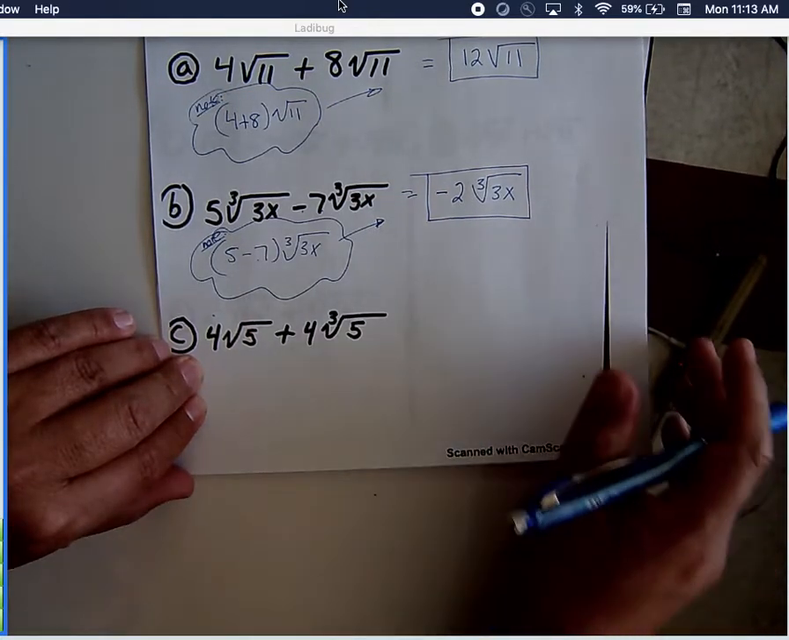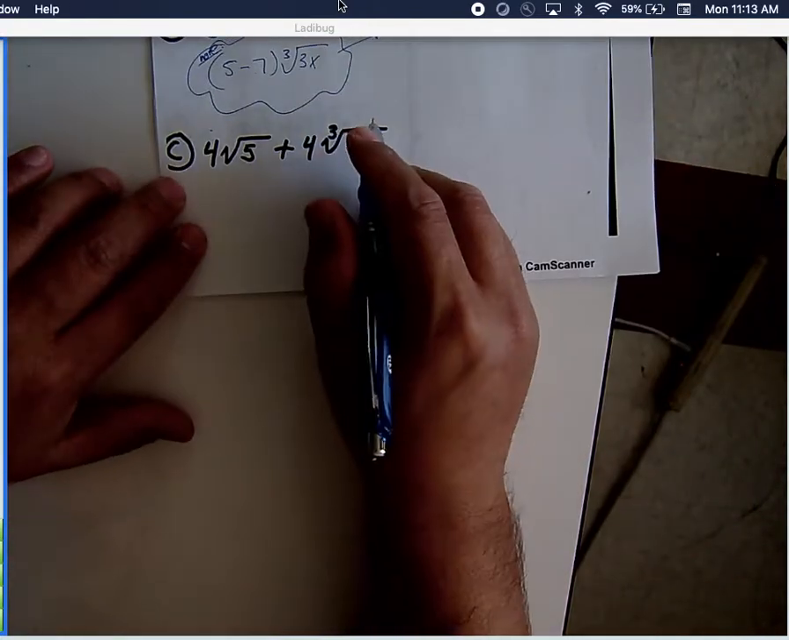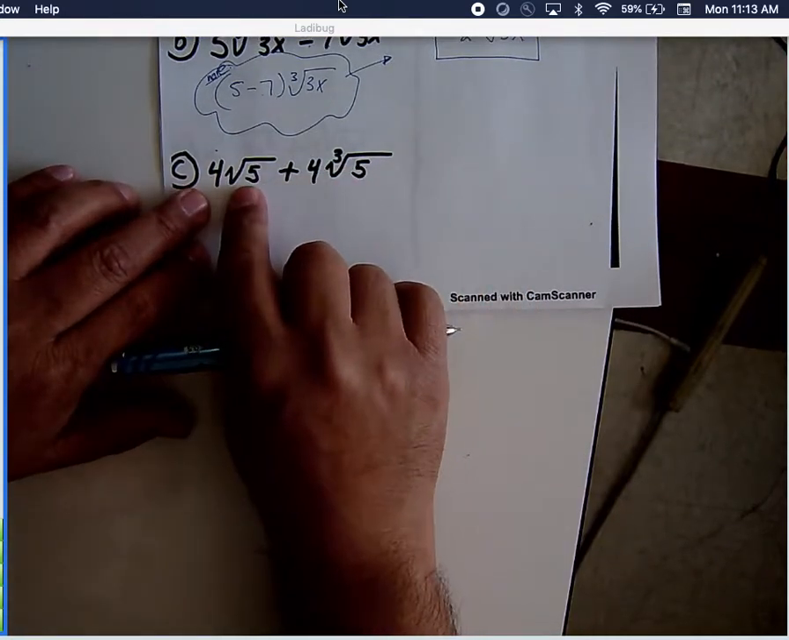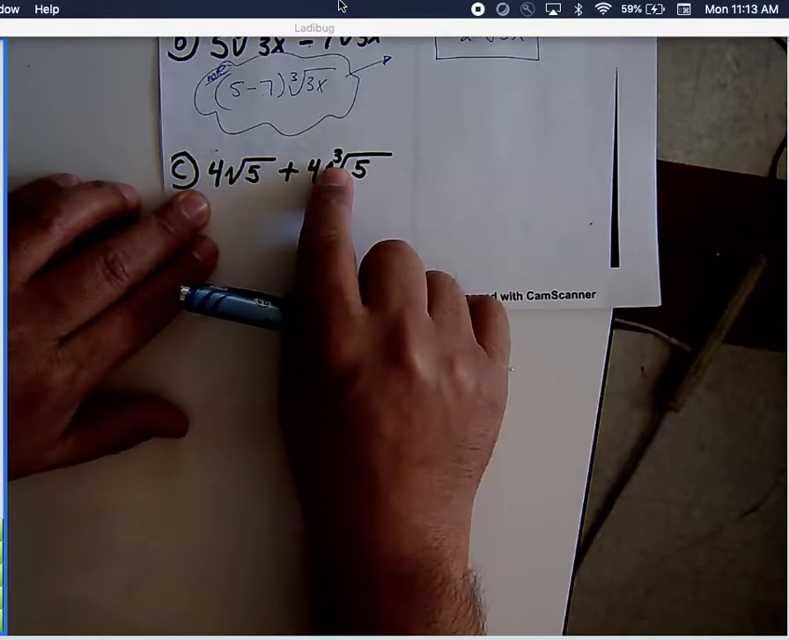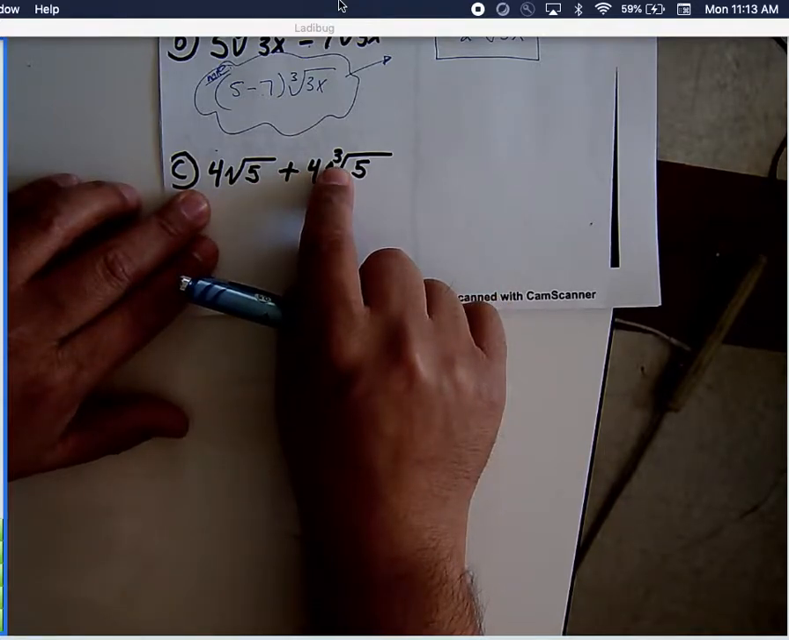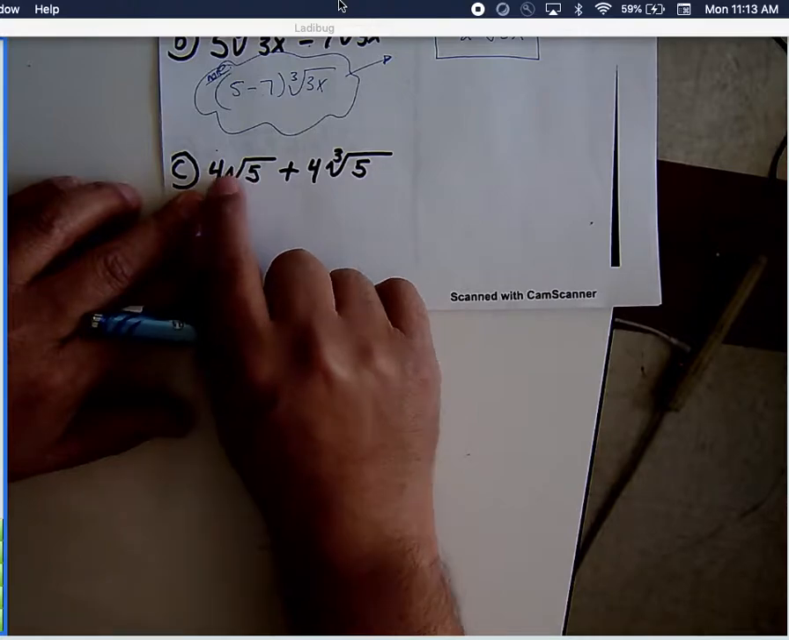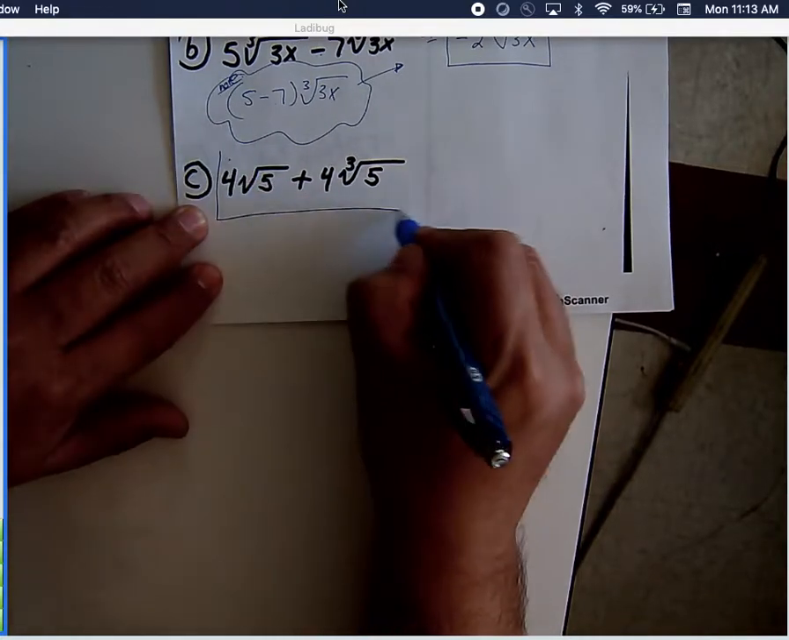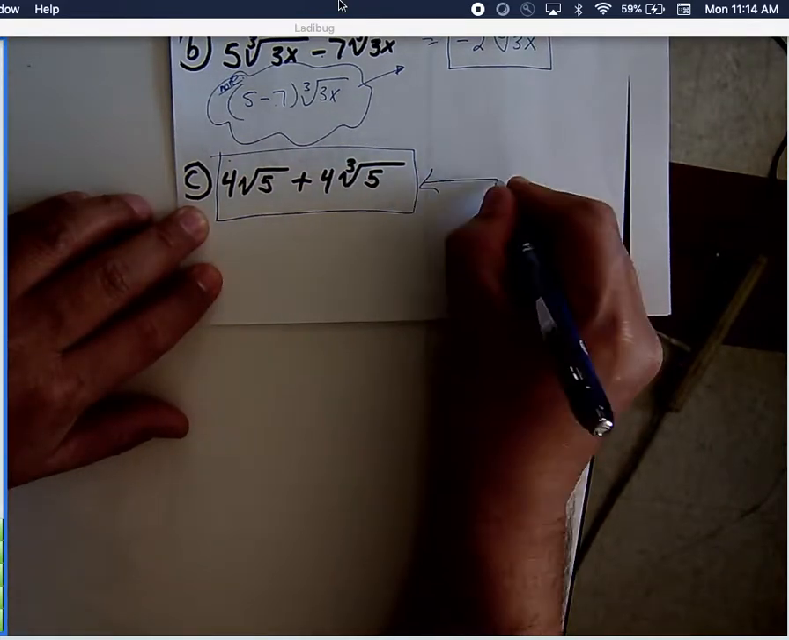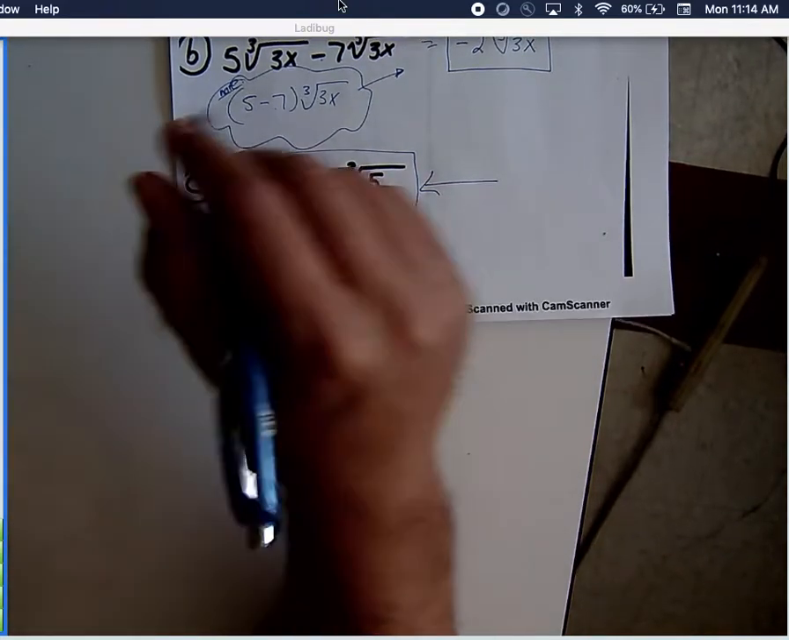Alright. So for this one, you gotta look at the same thing. Do they have the same radicand? Yes, 5 and 5. Now look at the index. This one has a cube root, and that one has a square root, so in this case we can't combine. So that would be the answer. Can't combine any further.